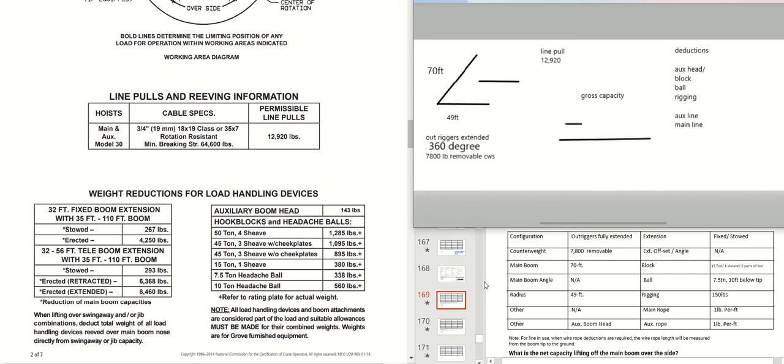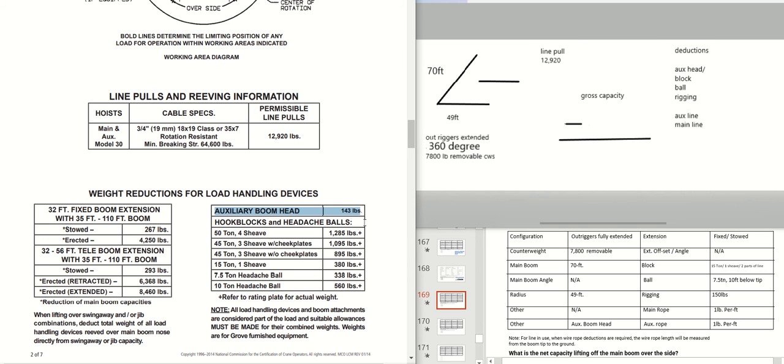And then we're going to go to our line pull. Line pull is always going to be the same, 12,920 pounds. Make sure we always put that up here in the top with where our line pull is at. After that, we're going to start with our deductions. We've got our other NA, so we don't have a load or anything that we're going to be picking on this per se.